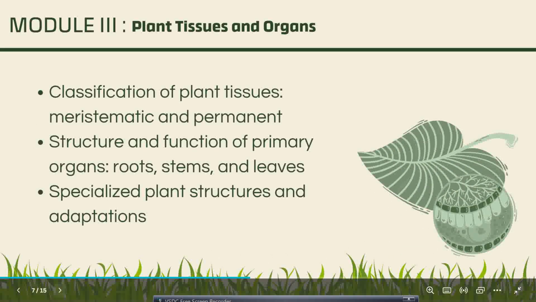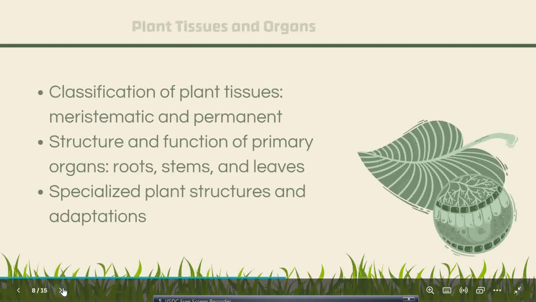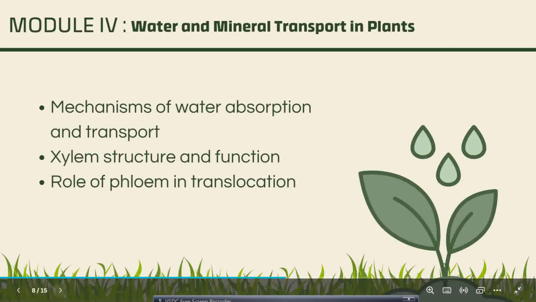Now we have module 3, that is plant tissues and organs. We will be classifying the plant tissues, that is meristematic and permanent tissue. Then the structure and function of primary organs, that is roots, stem and leaves. Then specialized plant structures and adaptations. These things we will be covering in plant tissues and organs. First we will be studying the plant cell. Then we will be doing plant tissues and different organs. After that, we will be studying water and mineral transport in plants.